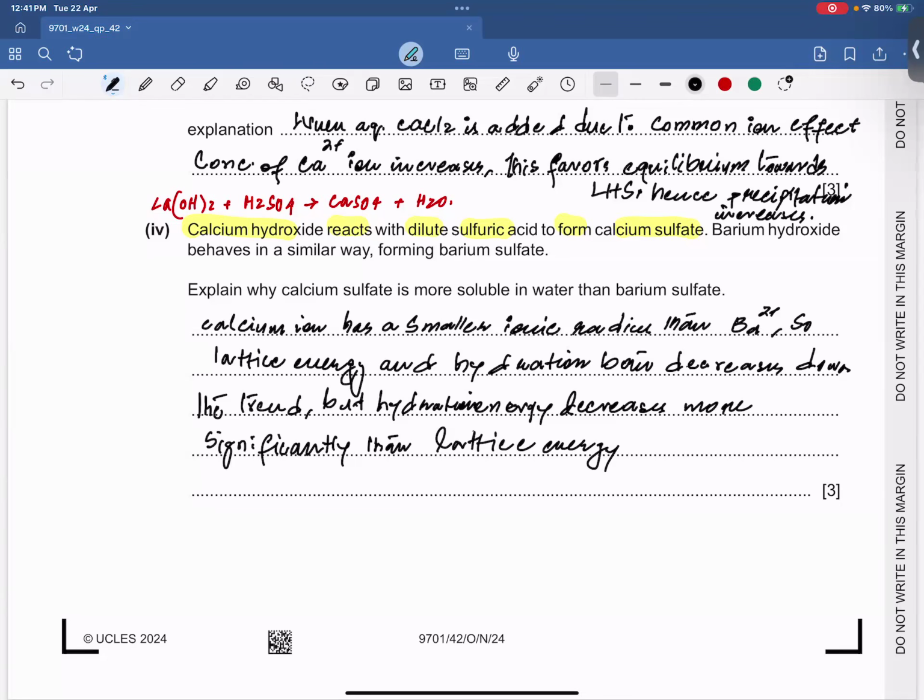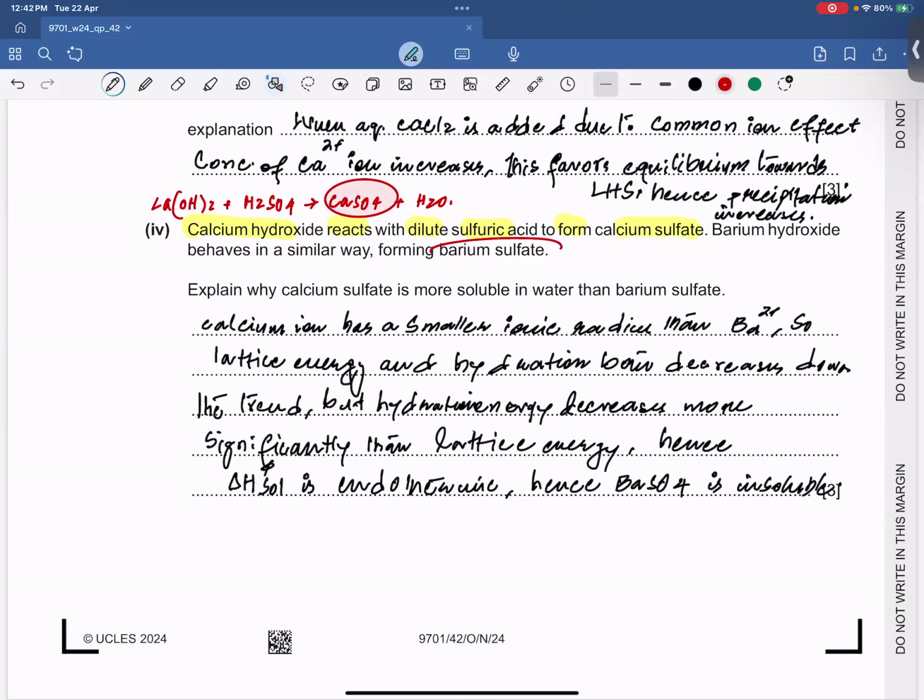Hydration enthalpy decreases more significantly than lattice energy. Hence, the standard enthalpy change of solution becomes endothermic. And if solution is endothermic, obviously solubility decreases. Hence, barium sulfate is insoluble. Then calcium sulfate, okay? My goodness, you have to be very, very careful. You need to consider calcium sulfate and barium sulfate only, okay?